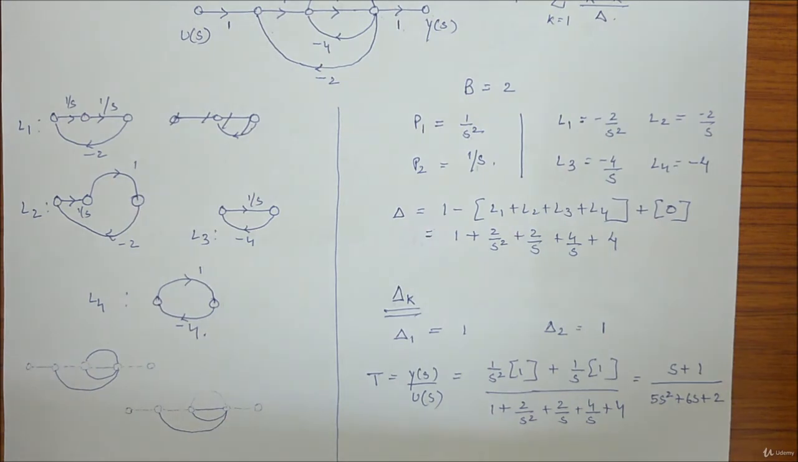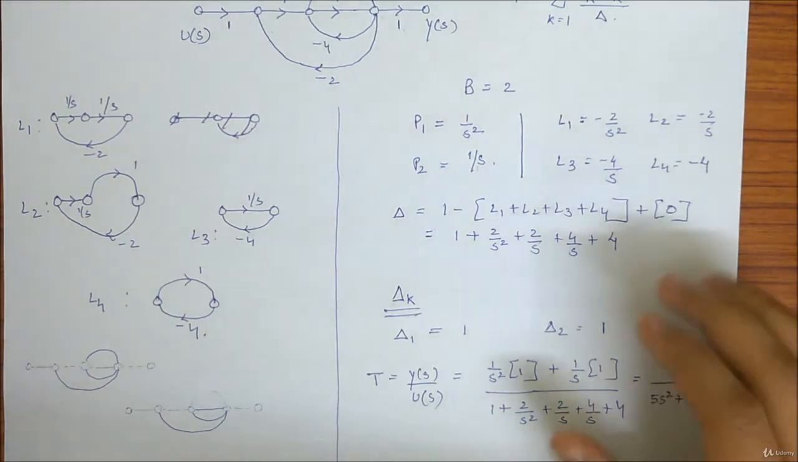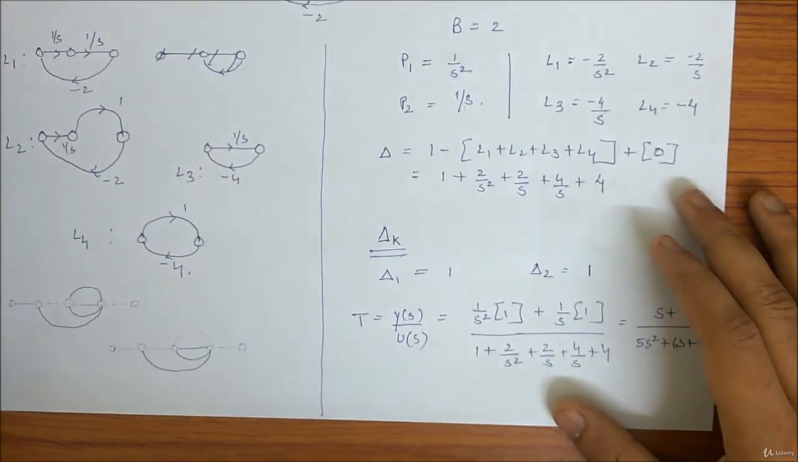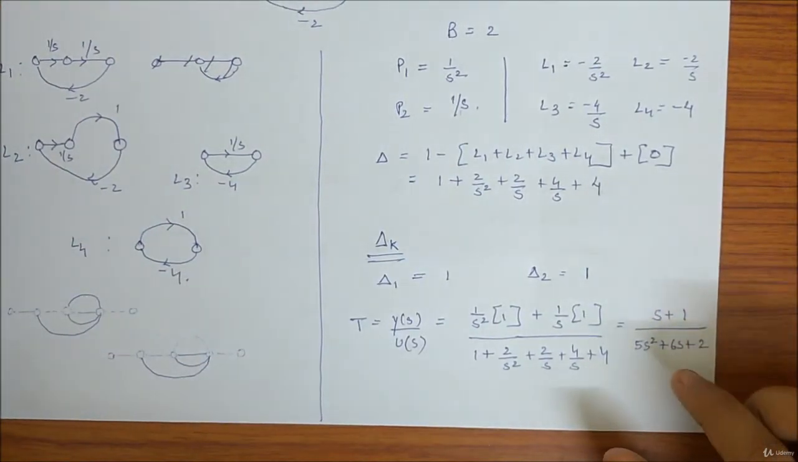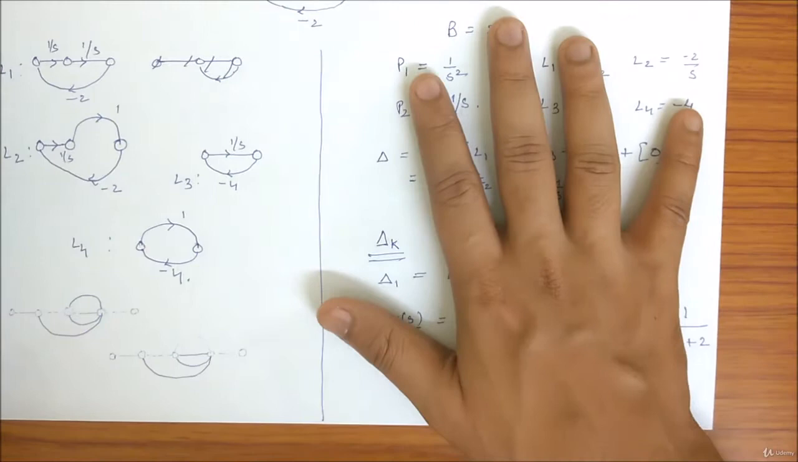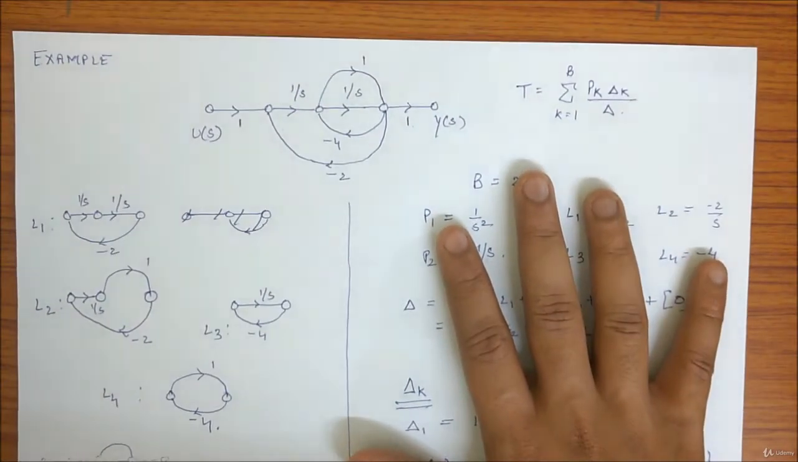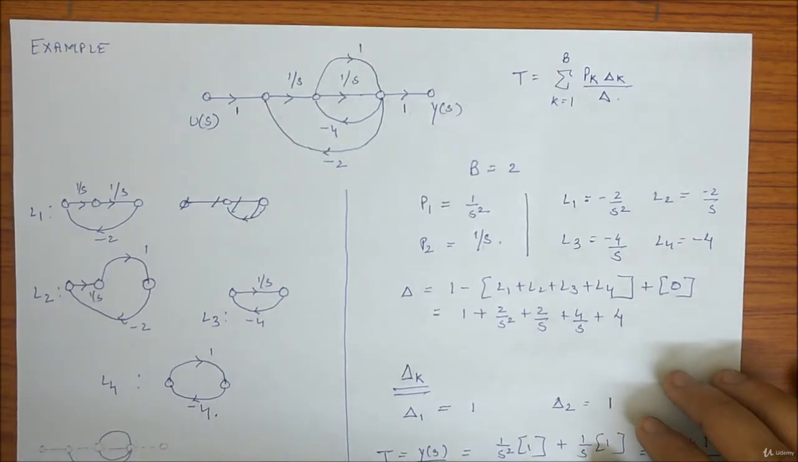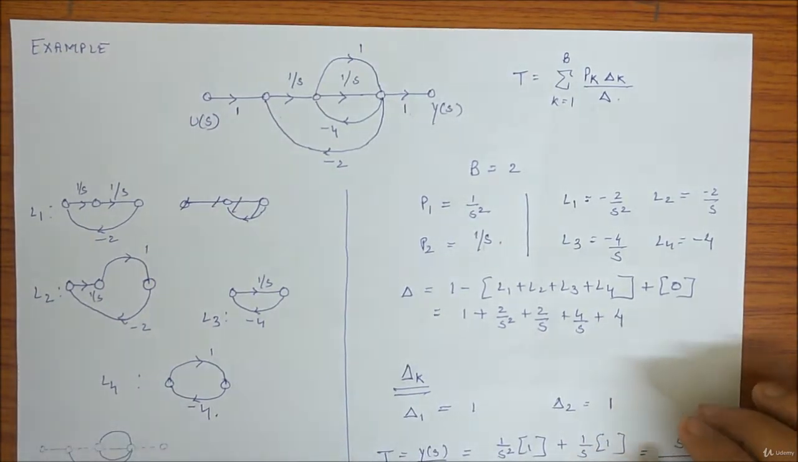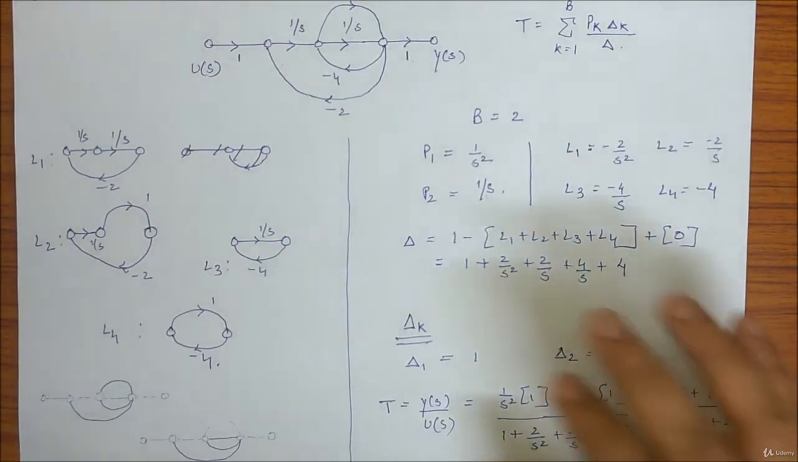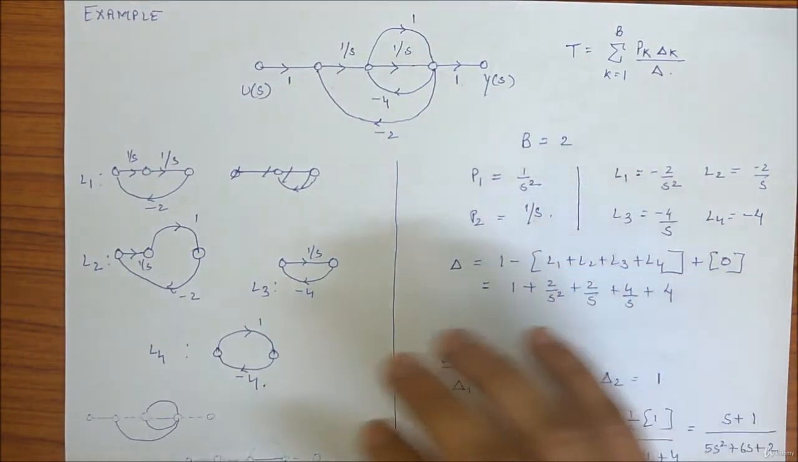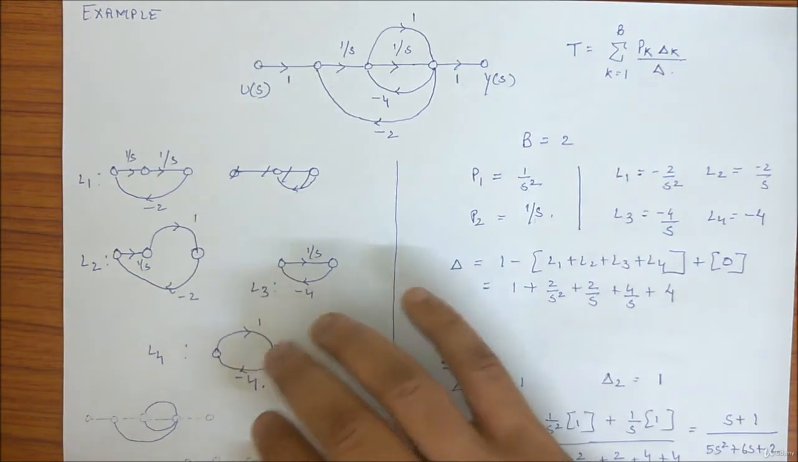Now it's correct, I guess. So you can see how this is coming directly just by following this process. Okay, here this process was enough to write the transfer function of the given SFG. Whenever you are in doubt, then only you should draw these stuff.